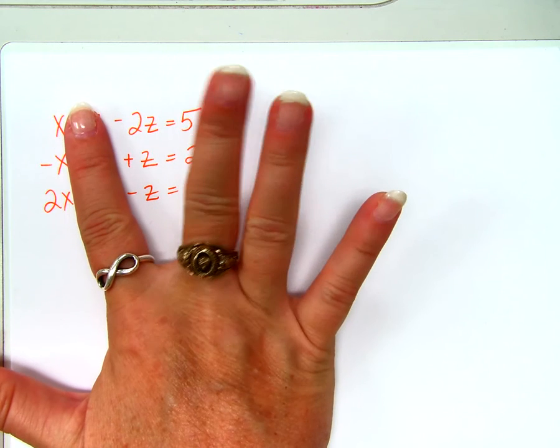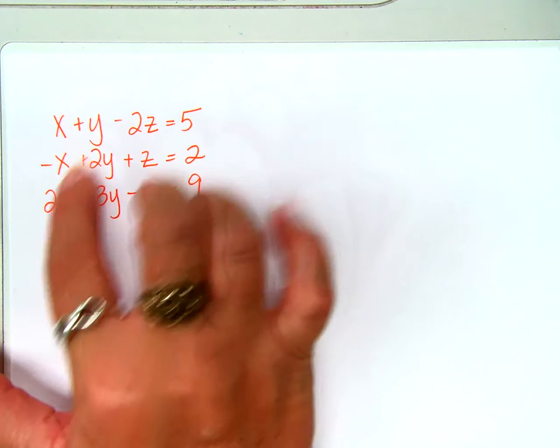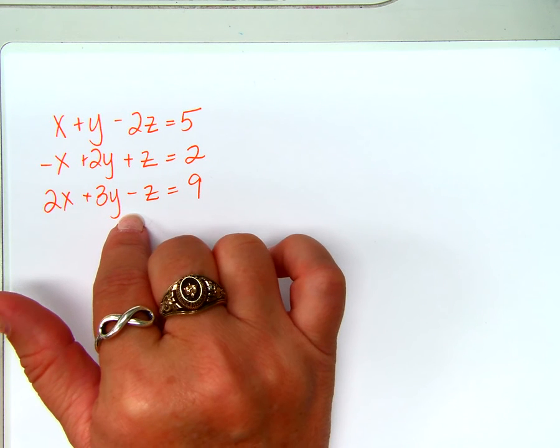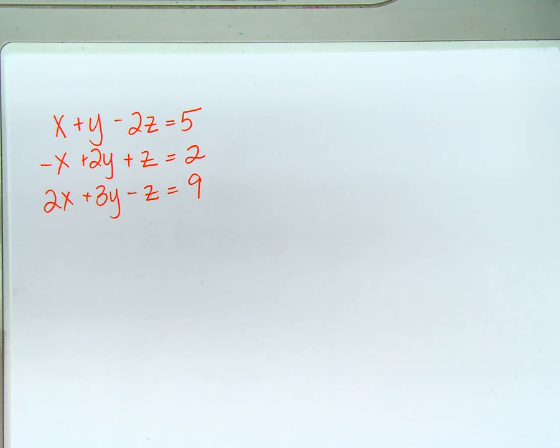Not y's, right? We've already decided that. So it's either x's or z's. And at this point, I'm supposed to be able to tell you, okay, really this one would be better to do, right? In this particular problem, it doesn't matter.